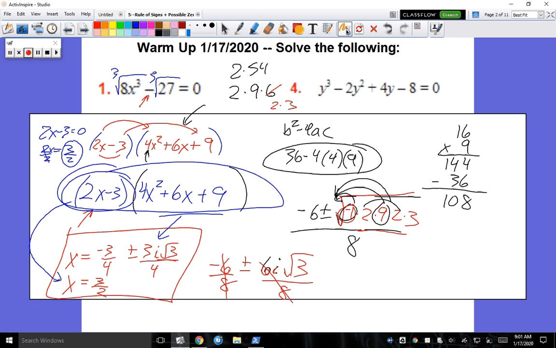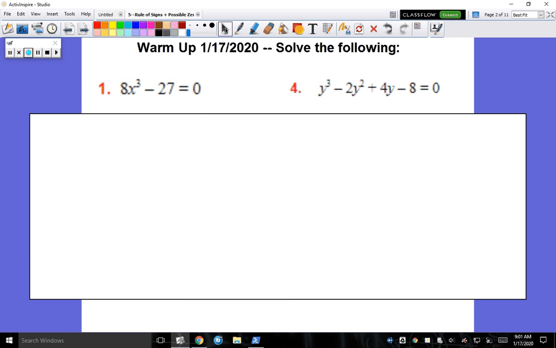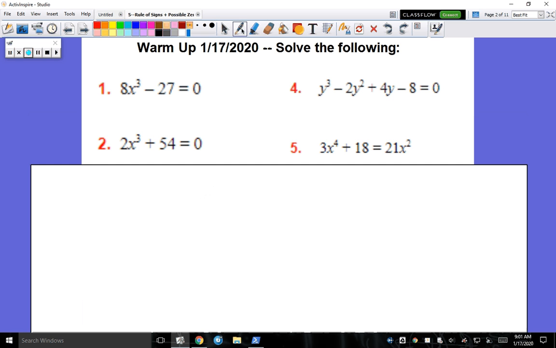All right, so number 2, let's just do them in order. 2. Is 2 a sum of cubes? No, because I can't take the cubed root of 2 and get a nice clean integer. I also can't take the cubed root of 54, or can I? Can I take the cube root of 54? Let's try 4 times 4, 16.